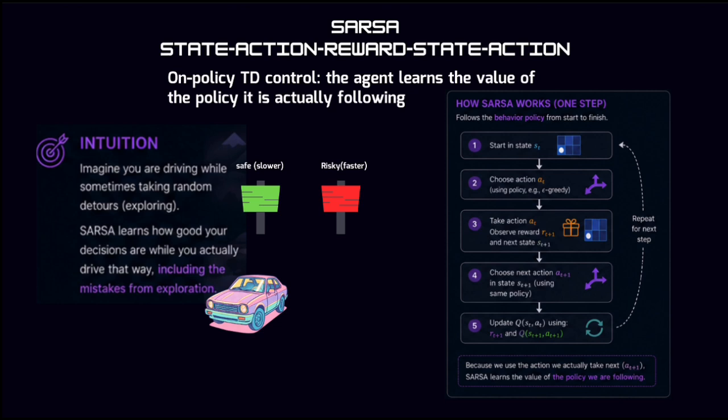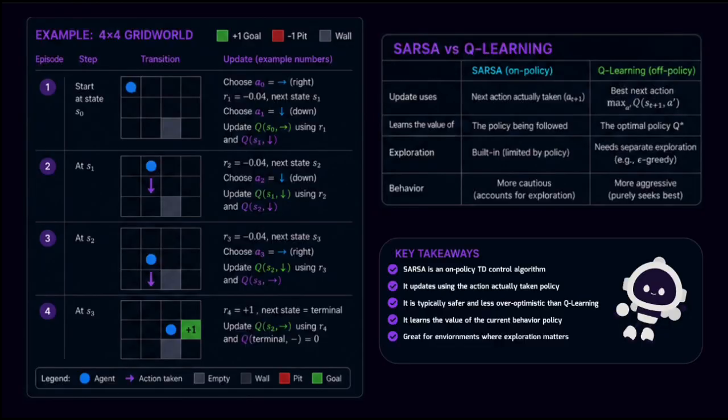SARSA is another temporal difference control algorithm. Its name comes from the sequence it uses: state, action, reward, next state, next action. So the key idea is that SARSA updates using the action the agent usually makes next. Alright, here's a slide to look more at SARSA.